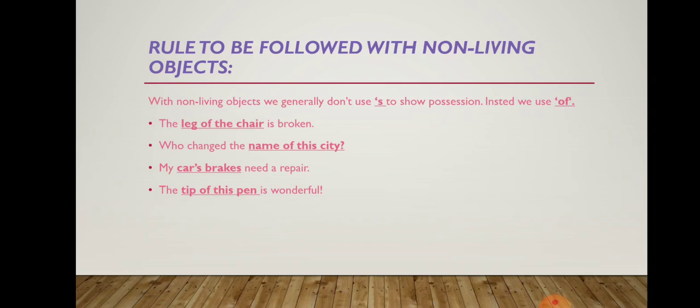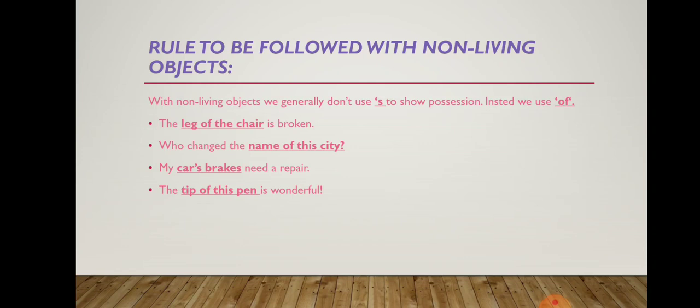Now, there is one rule which is to be followed with non-living objects. Generally, in spoken English, we can say the table's leg is broken, the TV's remote is not working, the wall's paint is dull. In spoken English, it is okay. But when we are talking about proper grammar, we do not use apostrophe S with non-living things, but we use of. The leg of the chair is broken. In spoken English, we can say the chair's leg is broken. That is not wrong. But if we are writing or speaking correct grammar, we use the leg of the chair is broken.